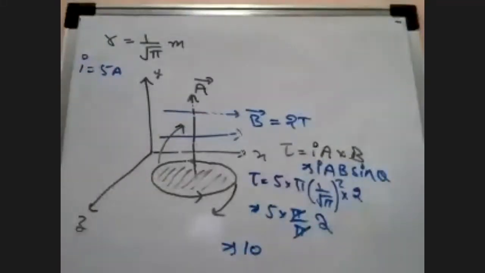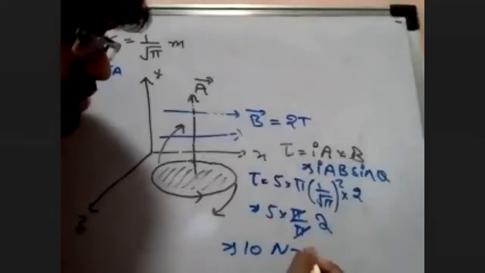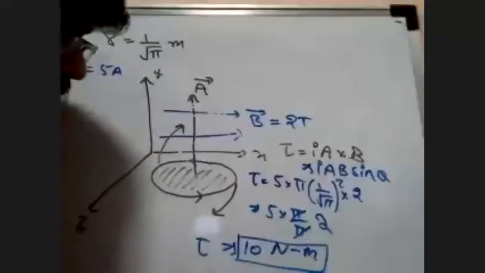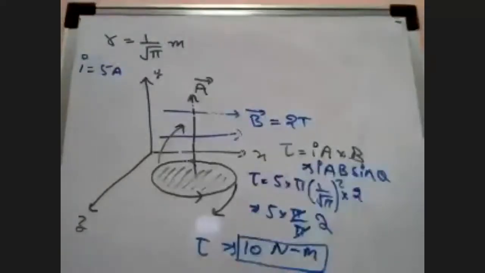10 what, students? Torque is always measured in what? Torque is always measured in Newton meters. Please keep that in mind, this is an important point. So the torque is going to be 10 Newton meters.